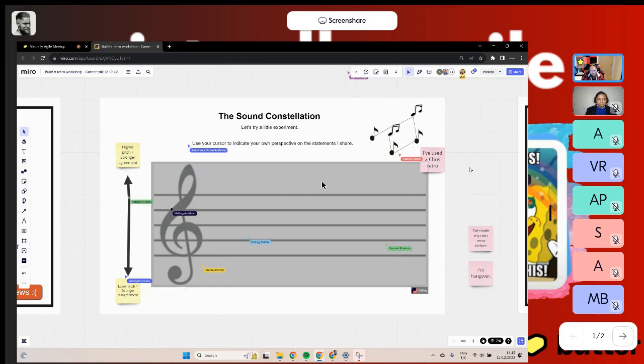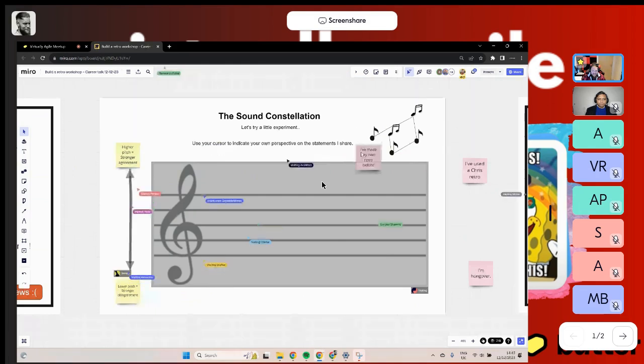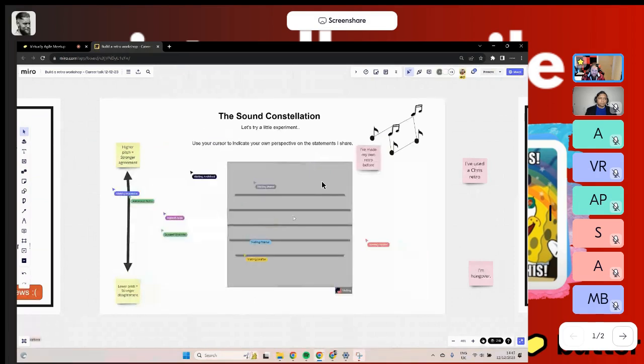Next one then. So I have made my own retro before. If you've built your own retrospective, you should be towards the top of the screen. I see someone's just changed my lines there. Should have locked those.